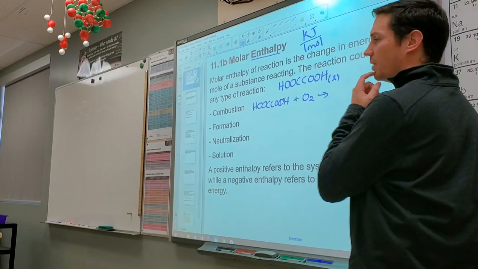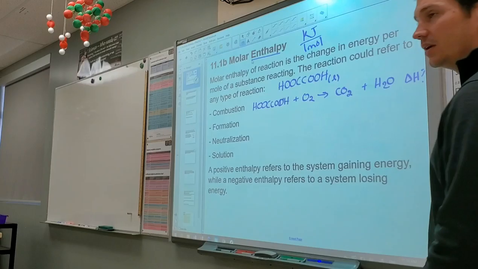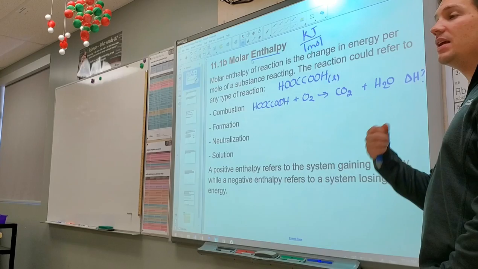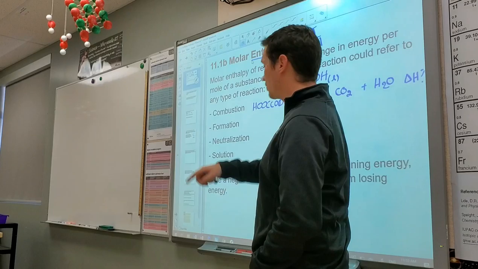I would take this, and I would react it with oxygen, and what two things would it make? Carbon dioxide and water. And this reaction would have a very specific enthalpy. And we're going to use a very specific combination of letters to represent molar enthalpy, okay?